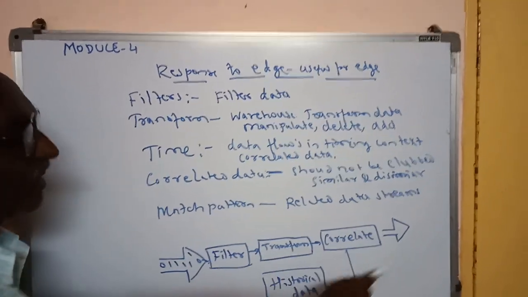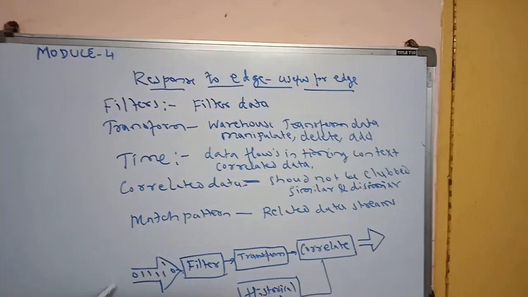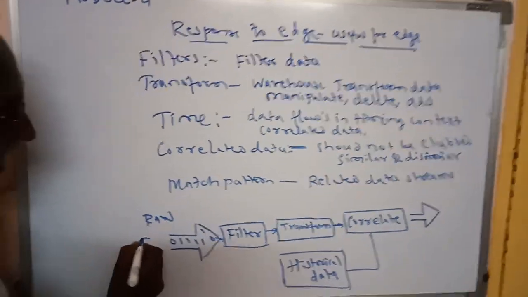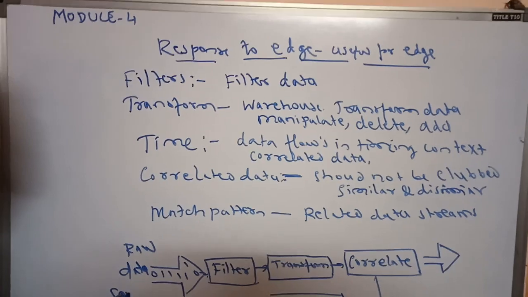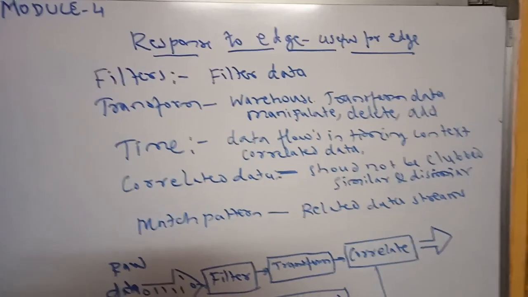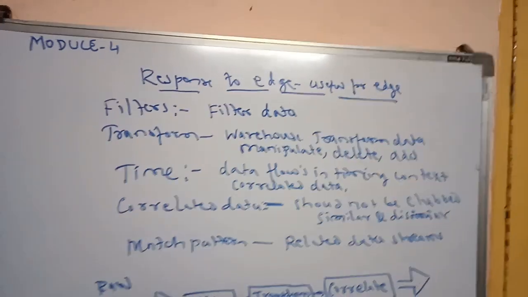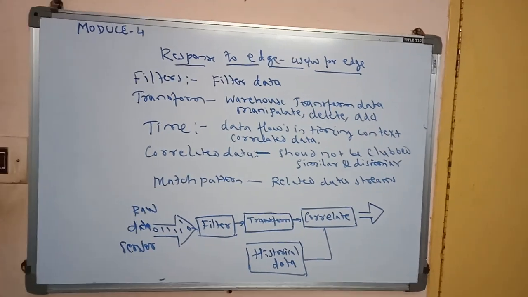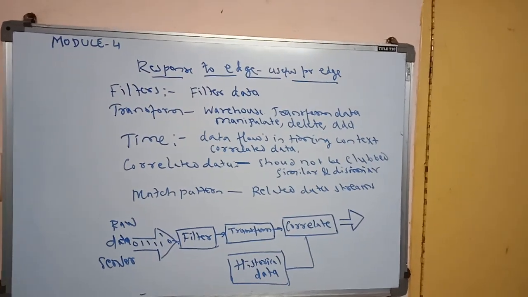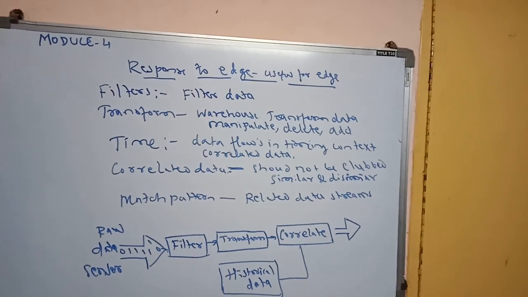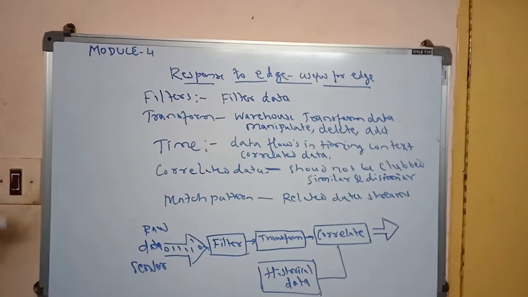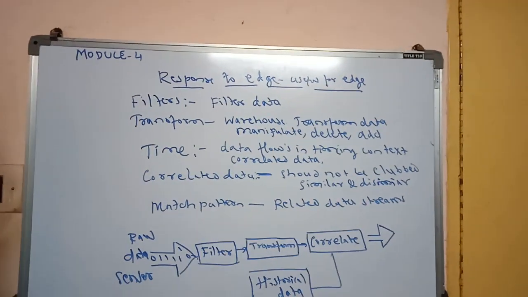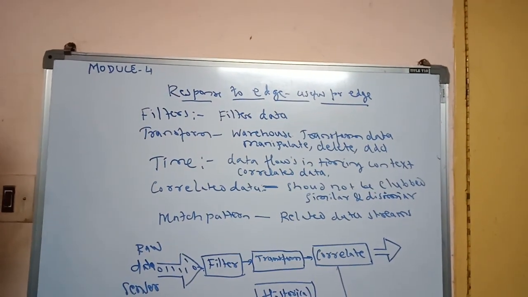So this is one simple diagram for this edge level processing. Input information, you are already familiar, is nothing but raw data. Raw data is available from sensors. Sensor is a major resource for this data. Filter, I already told you, filters the unwanted data, and only the useful data is processed to the transformation. Transformation may be of different types. In the warehouse, data manipulation takes place, data deletion, data addition, data multiplication. All the mathematical operations take place, which is known as transformation.